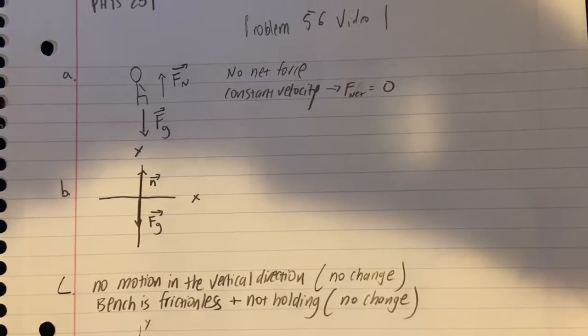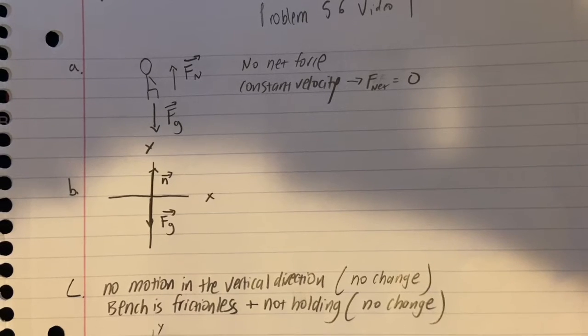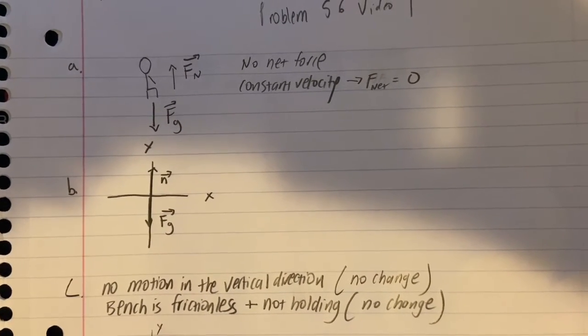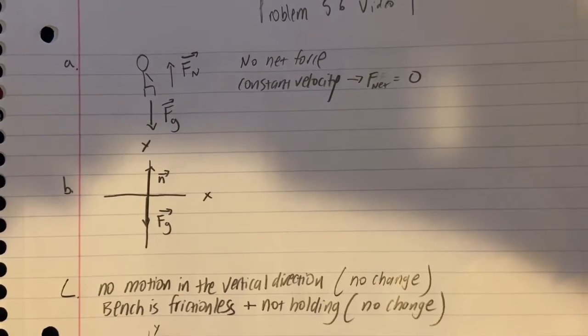So in this free body diagram, we can see that the normal force is pointing in the positive y direction, and the force of gravity is pulling them down in the negative y direction. So this normal force is going to be the force perpendicular to them.